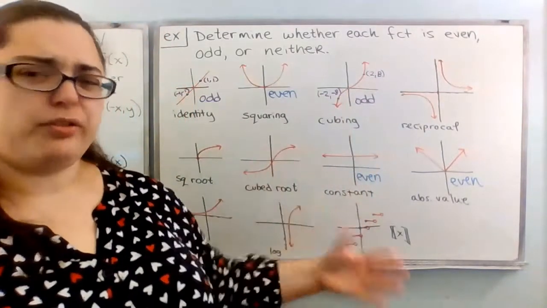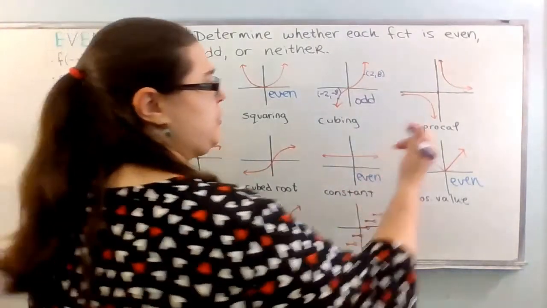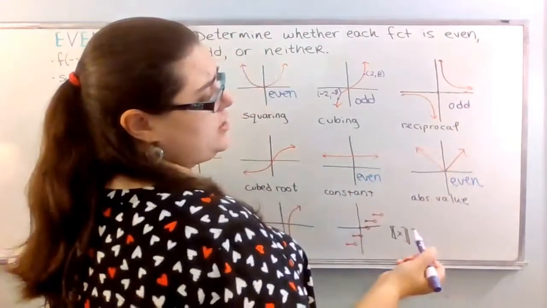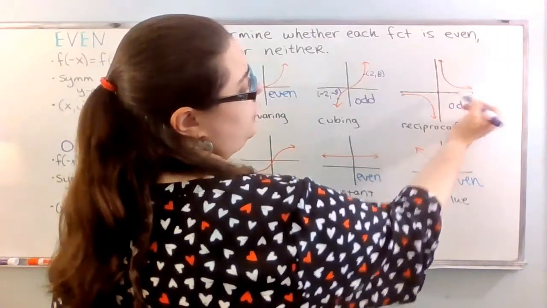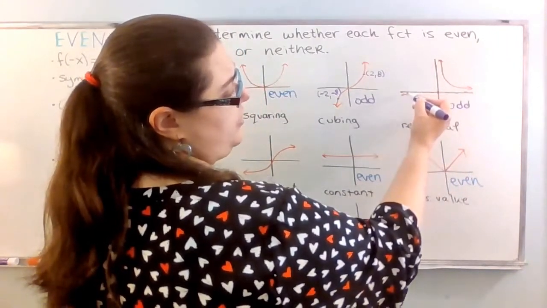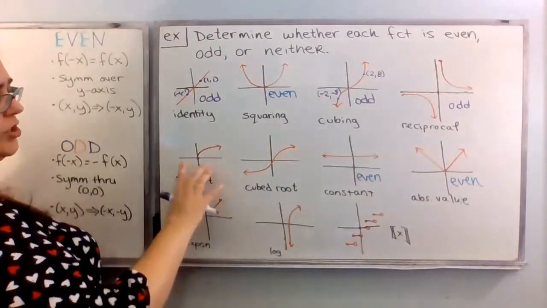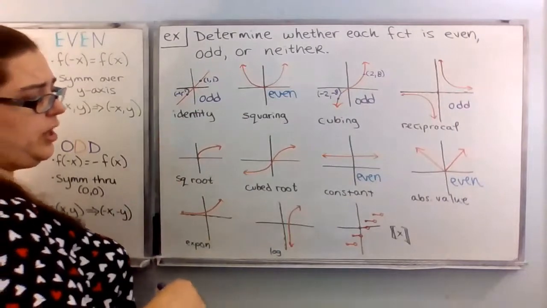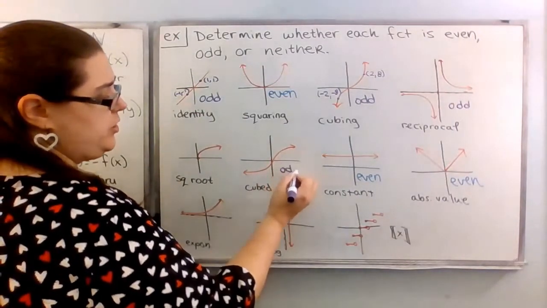And then we're just going to go through the ones that we didn't mark even and see if they're odd. The reciprocal function is going to be odd. We have this symmetry here, like (5, 1/5). So if we go to (-5, -1/5), that works out. The square root function has no negative side here, so it can't be odd. The cube root function is odd. It's very similar to the cubing.